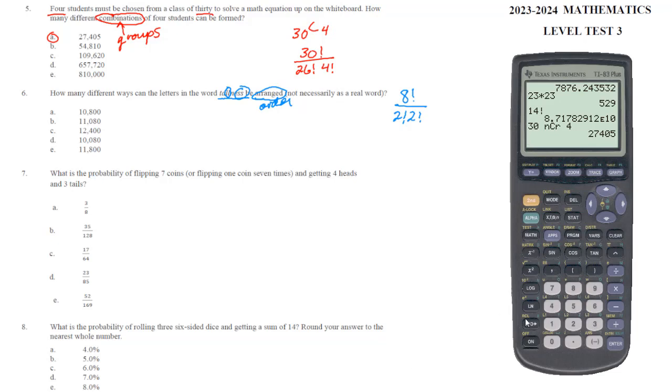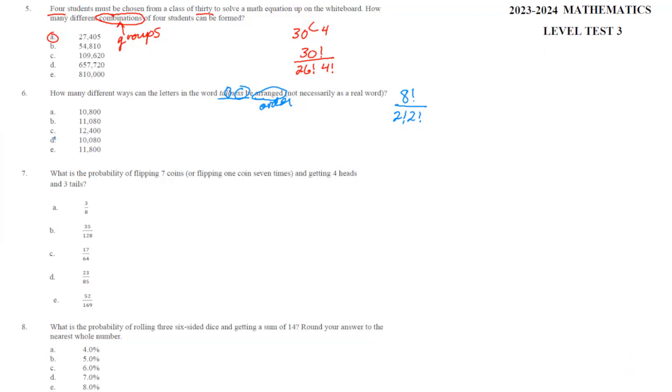So we've got to do 8 factorial divided by 2 factorial times 2 factorial. Enter, and we get 10,080, which is that guy right there.